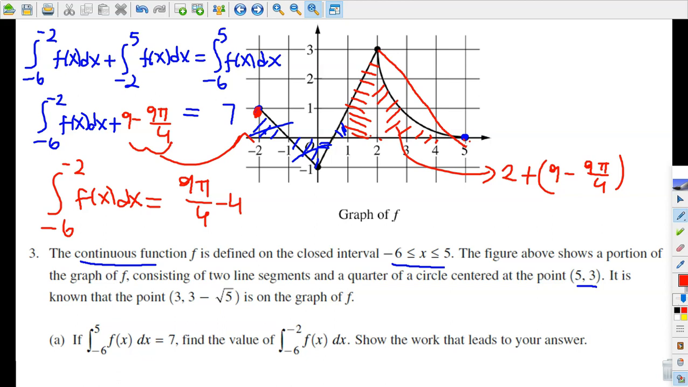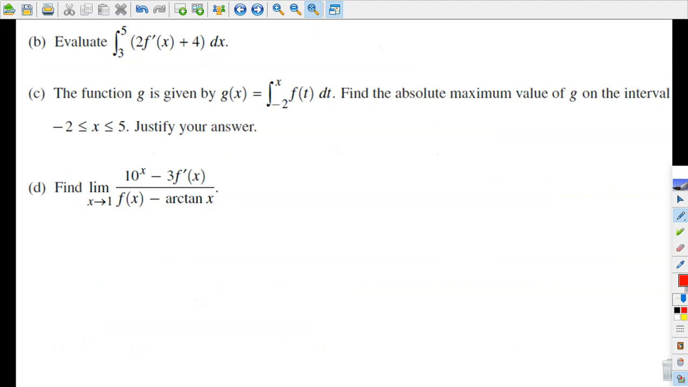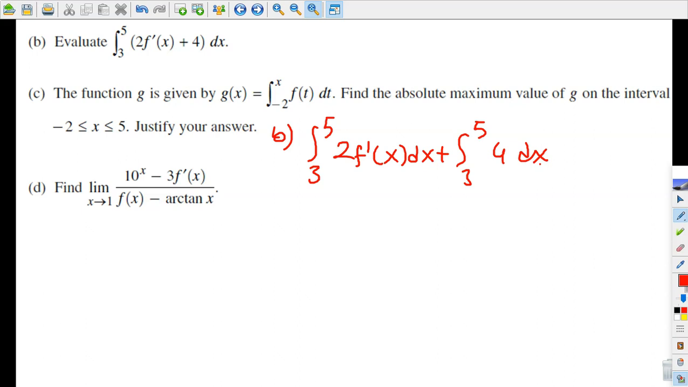All right, let's move on to part B. In part B, we are being asked to figure out this definite integral. This definite integral could be written as from 3 to 5 of 2 f prime of x dx plus from 3 to 5 of 4 dx. If I put the 2 out front, we're going to get 2 times the integral from 3 to 5 of f prime of x dx, plus, if I take the integral of this 4, we're going to get 4x from 3 to 5.